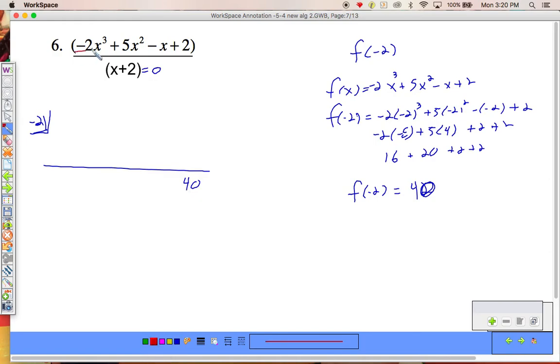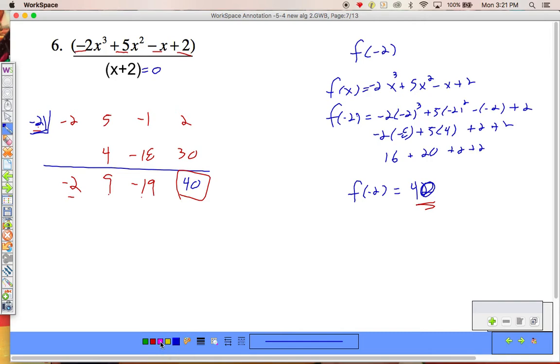All right, so I'm going to take out my coefficients. Negative 2 on my x to the third, 5 on my x squared, negative 1 on my x, and a 2. I'm going to drop the first number, multiply these two, put it underneath the next, add them together, I get 9. Negative 2 times 9 is negative 18. Add them together, I get negative 19. Negative 2 times negative 19 is 38. I add them together, and I got that same remainder that I did here.